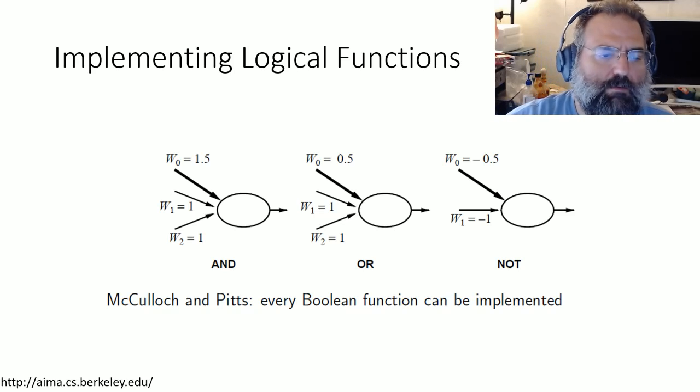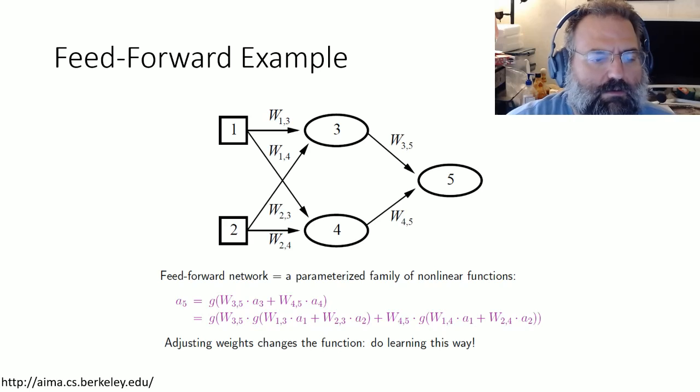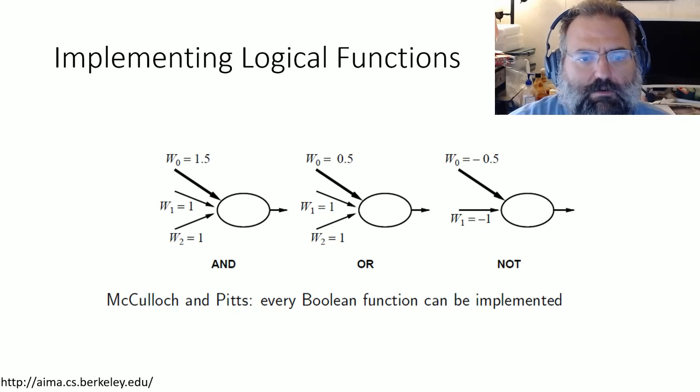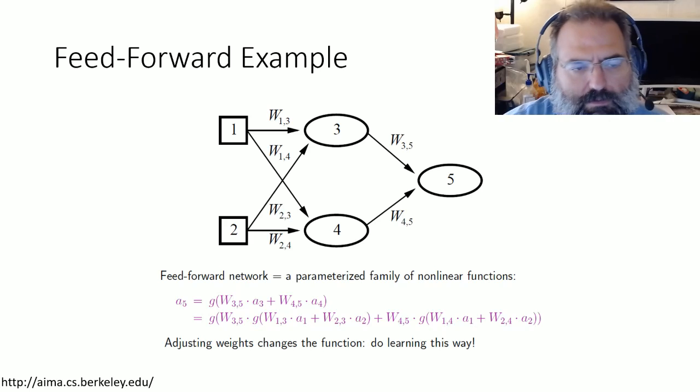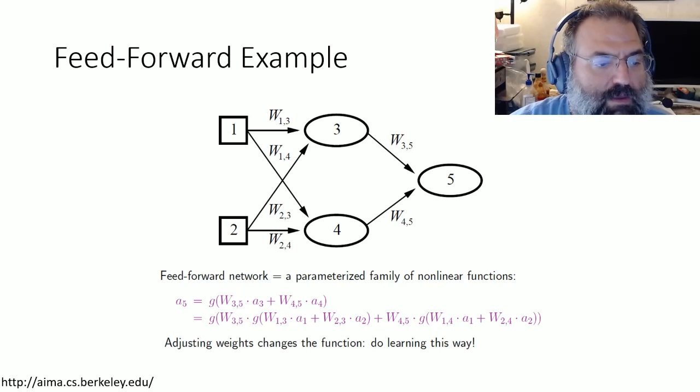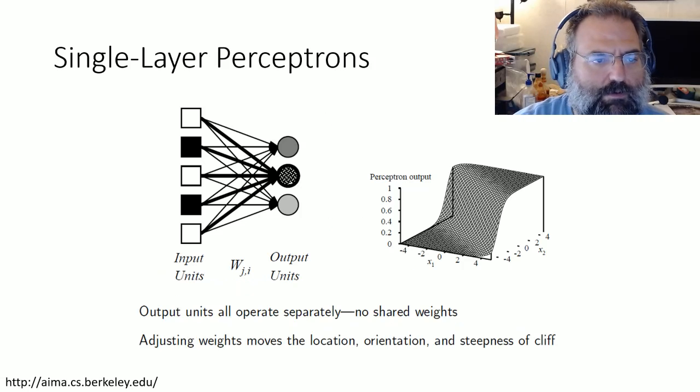Early on when I talked about McCulloch and Pitts, it could do a lot of stuff, but not everything, right? So and, or, and not. And then there were some challenges with a lot of these early algorithms with things like exclusive or. Anyway, so a simple feed-forward network basically is a parameterized family of a nonlinear function. So you essentially adjust the weights as it goes through.